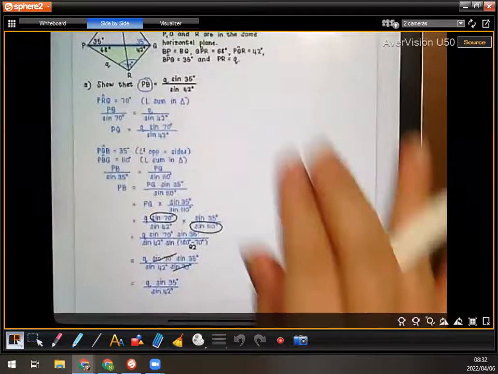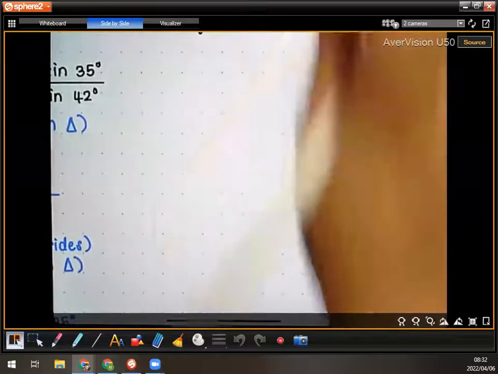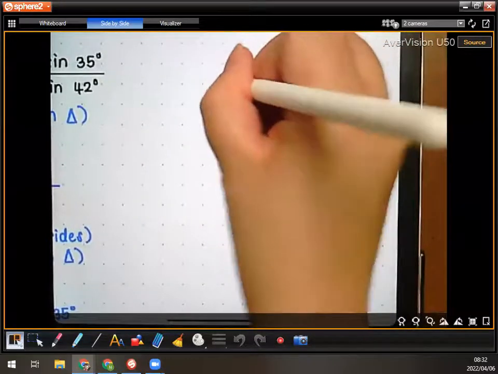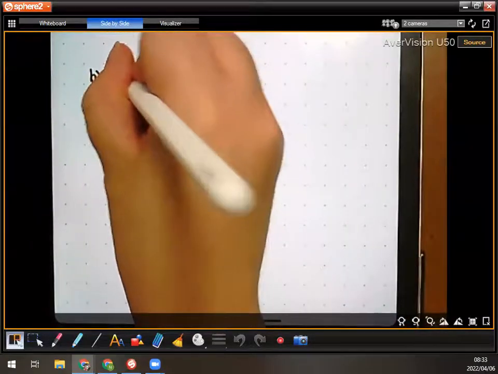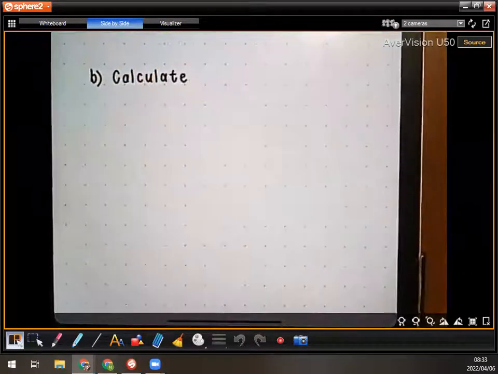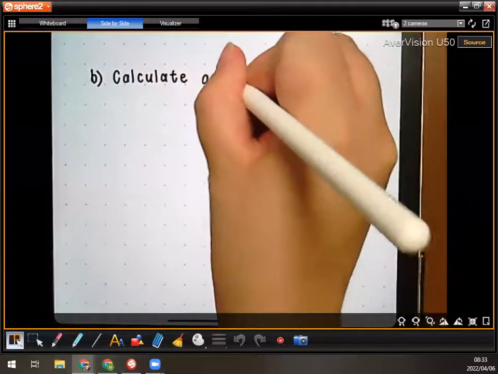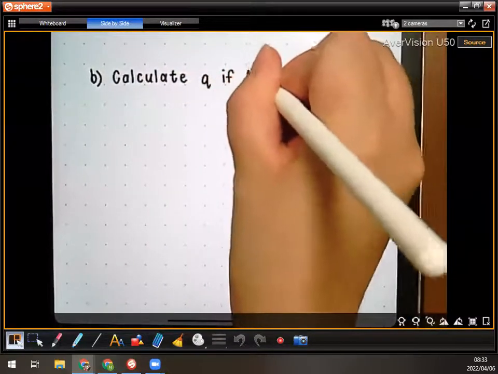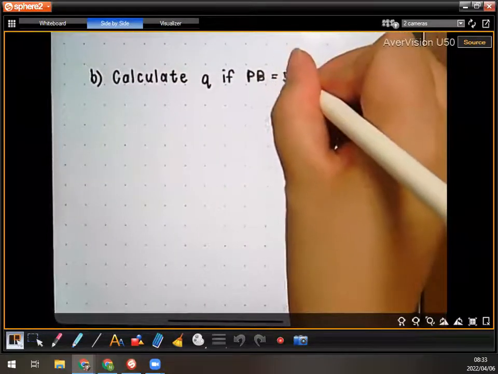Okay, we'll just check. How am I doing for space here? All right, we'll be on the side here. Okay, now for B, they want us to calculate Q if PB is equal to 54.5 meters.